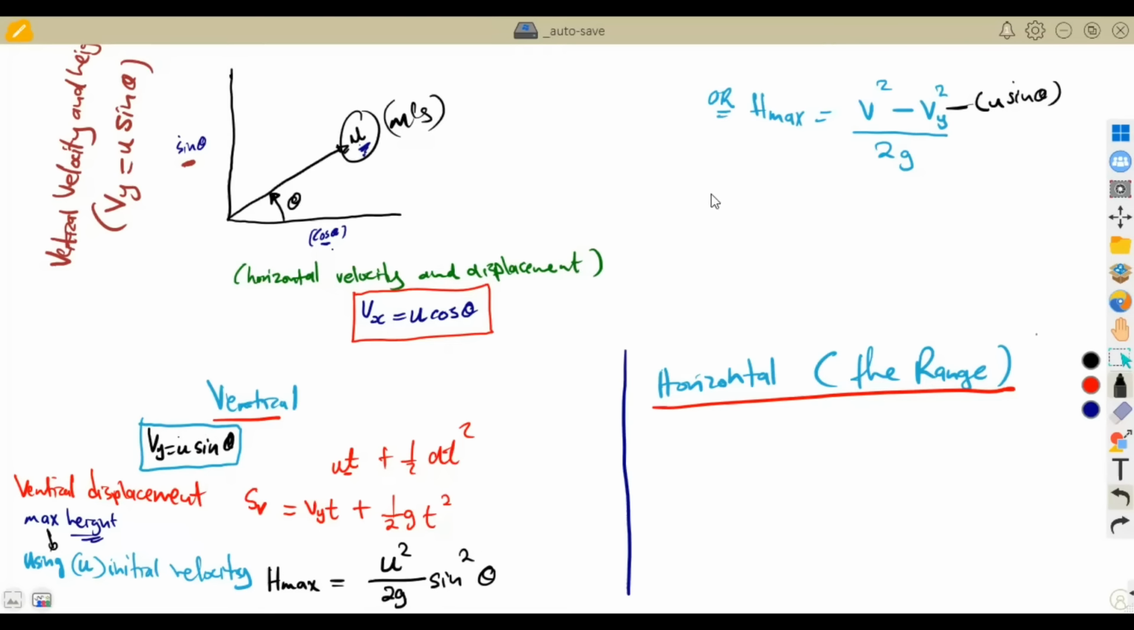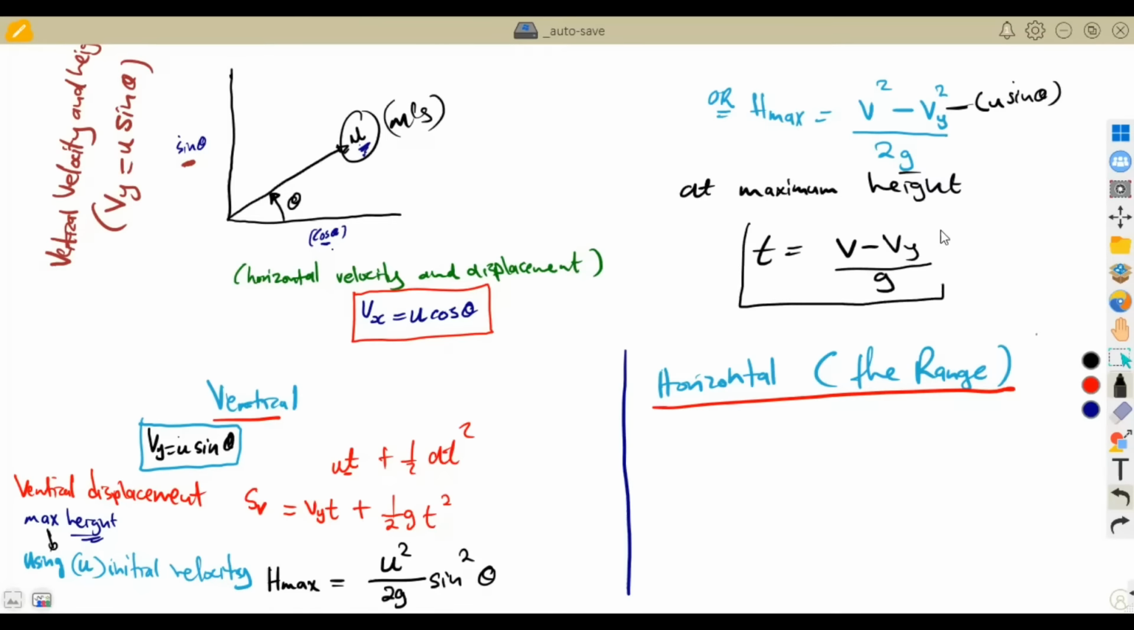Then at the maximum height, what you also need to know is that it follows that t is equal to v minus vy over g in this case. So this is what happens at the maximum height, that t is equal to v minus vy over g, whereby v is representing the final velocity, and this vy is the one that we are representing here as u sine theta, our initial part. So that is what you need to know on your vertical part if you're dealing with the vertical.